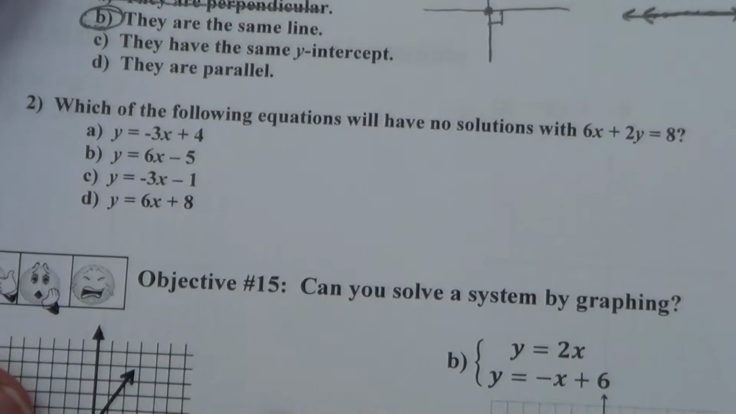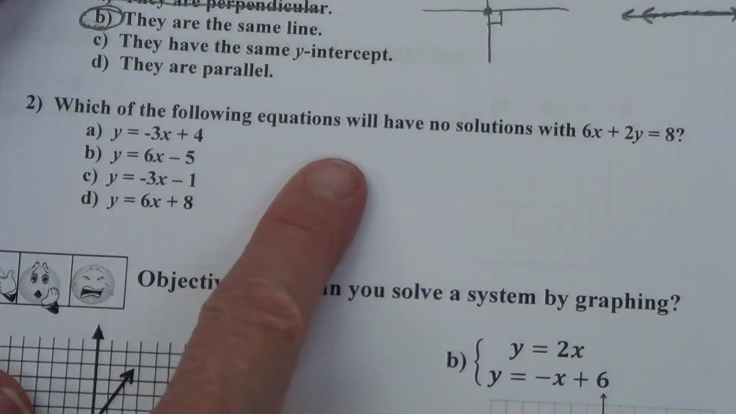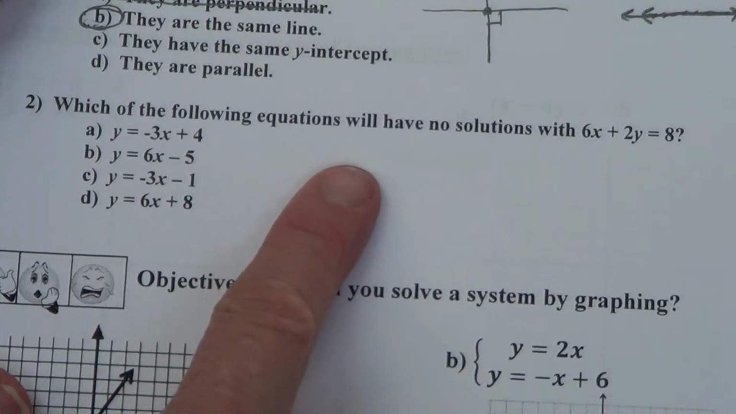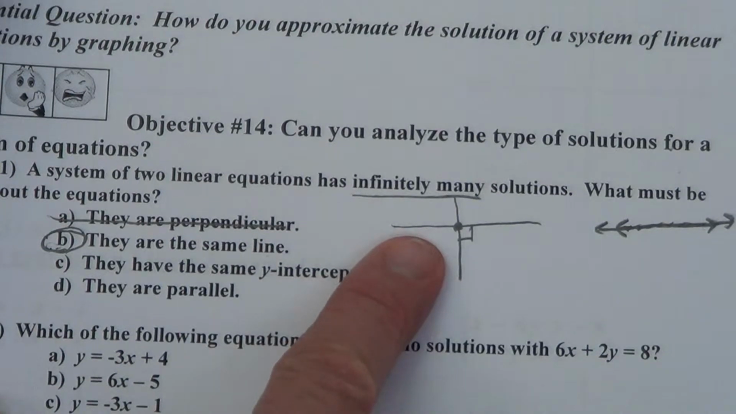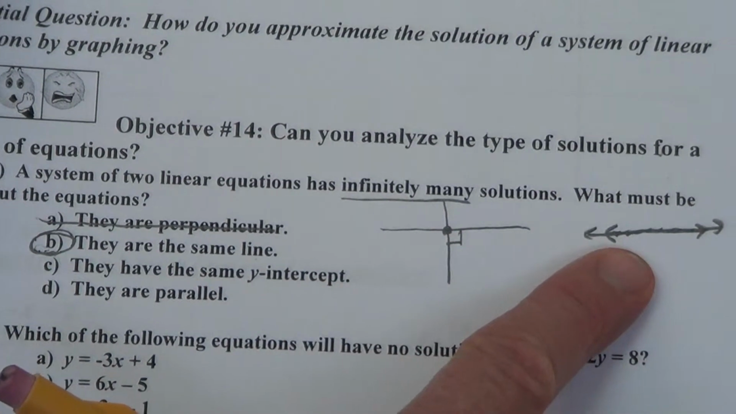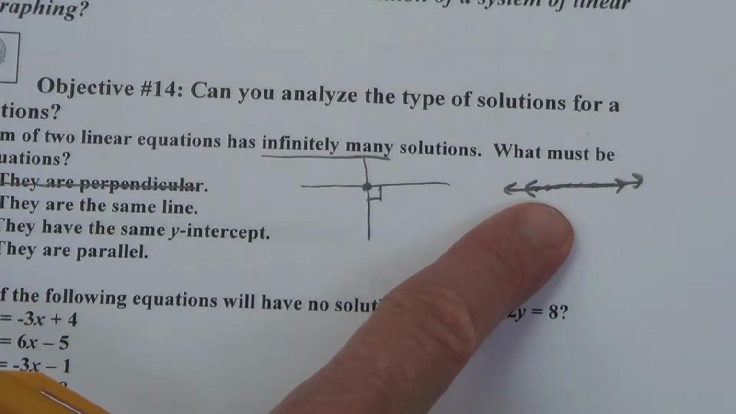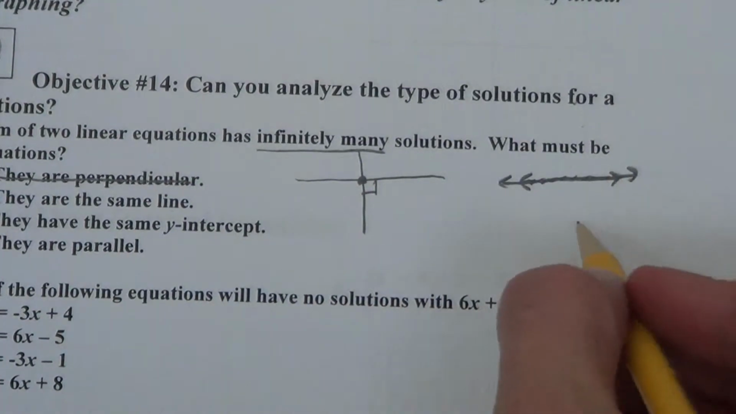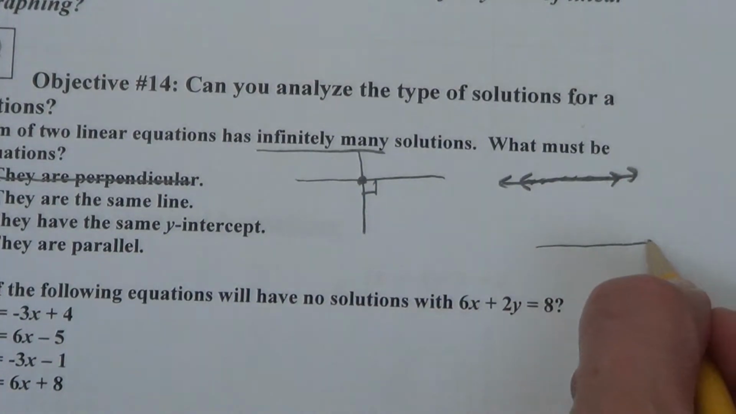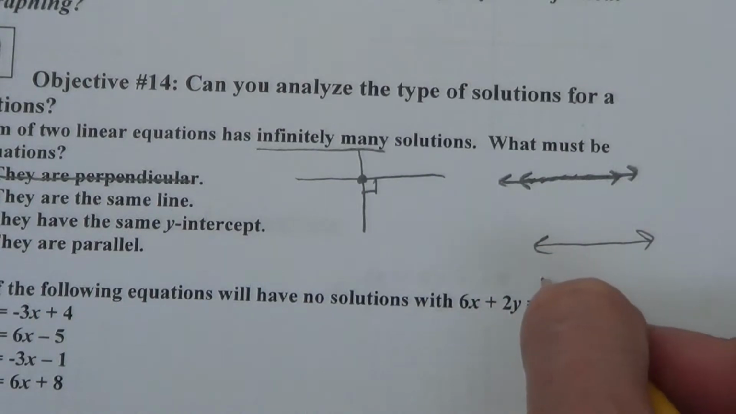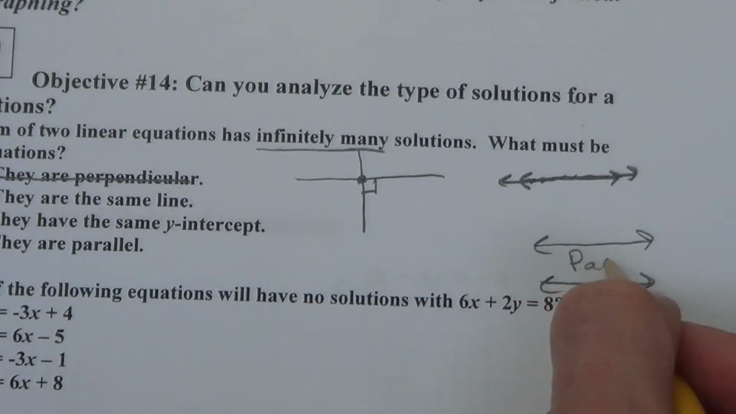Which of the following equations have no solutions? Well, when would we have no solutions? We see one solution here. We see infinite solutions. Let's think through, when would there be no solution? Well, that would be when they never crossed. I guess that's when they'd have to be parallel.